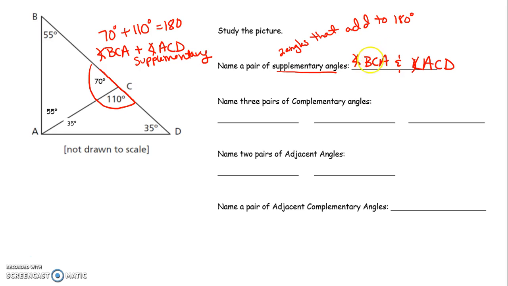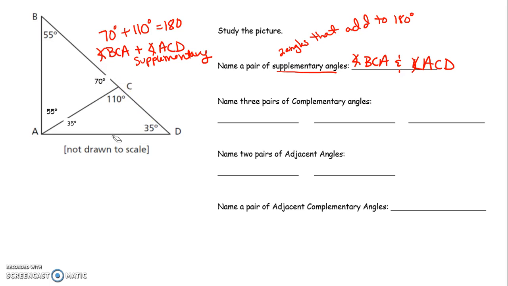You'll notice the center letter always has to be your vertex. So as you trace out that angle, A to C to D, we name it the way we would trace it. A to C to D is that angle there. B to C to A is that beautiful 70-degree angle there. And you name them just the way you would trace them out.